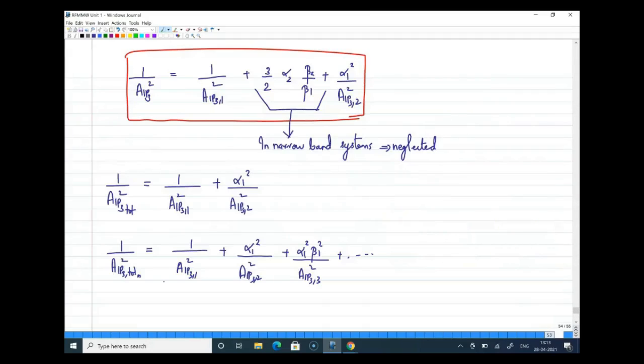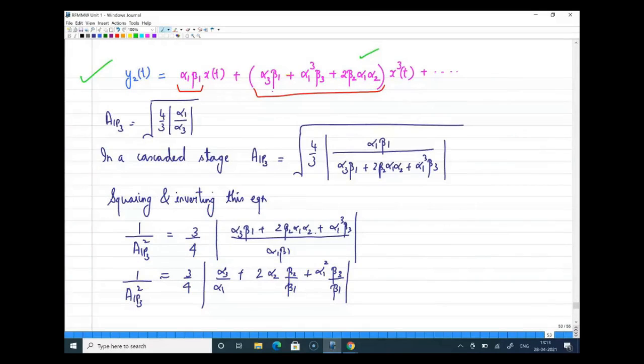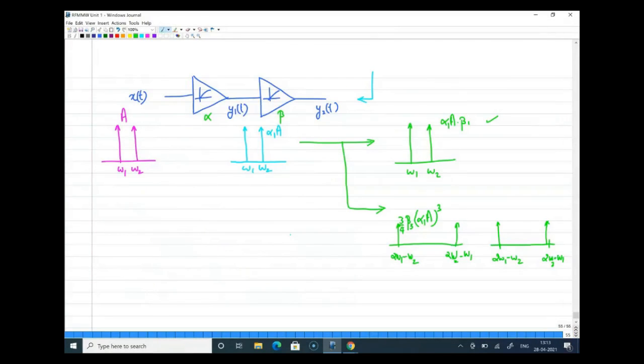Now you have this term alpha 3 beta 1 into x cube of t, and alpha 1 cube beta 3 into x cube of t. That is what we have written here, right? Alpha 1 cube beta 3 into x cube of t is written. Along with that, you have this term also.